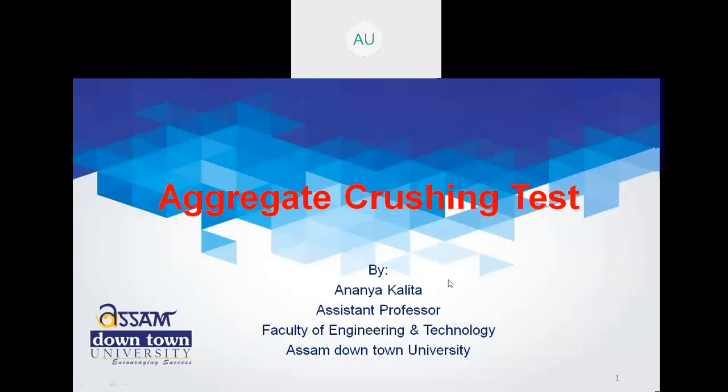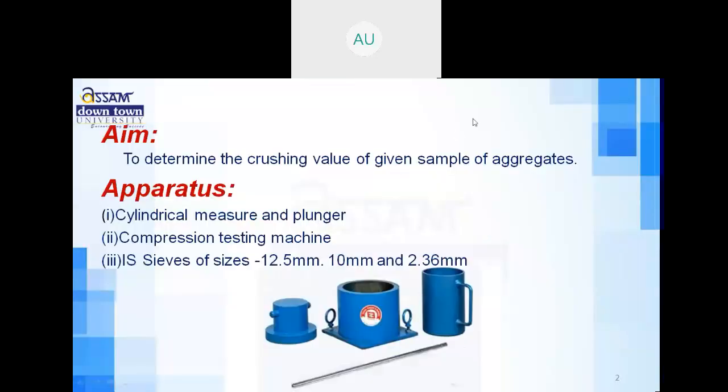Today I am going to discuss the aggregate crushing test. The aggregate crushing test is carried out to decide the suitability of road aggregates for use in construction. The aim of this experiment is to determine the crushing value of a given sample of aggregates.